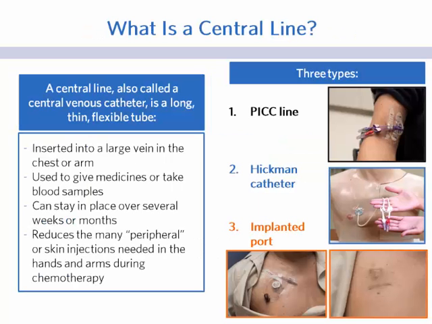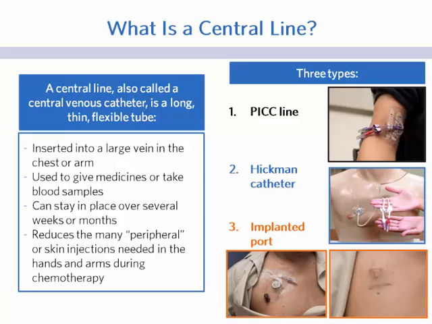What is a central line? If appropriate, your doctor may recommend getting a central line if you will be getting chemotherapy through your vein. It is a long, thin, flexible tube that is inserted into a large vein in the chest or arm to give you medications or take blood samples when needed. One benefit is that a central line can stay in place over several weeks or months to reduce the amount of times you are pricked for injections.